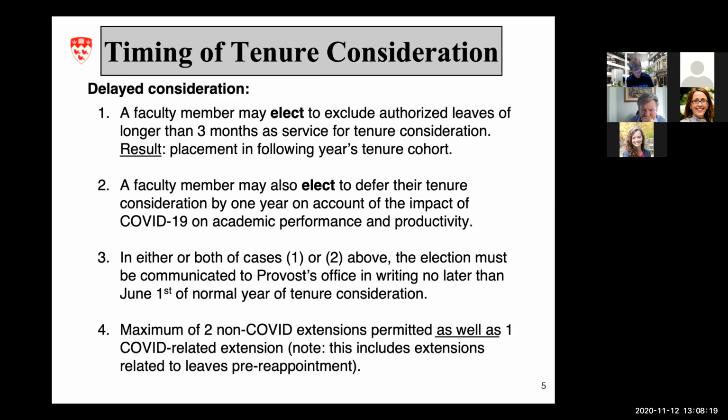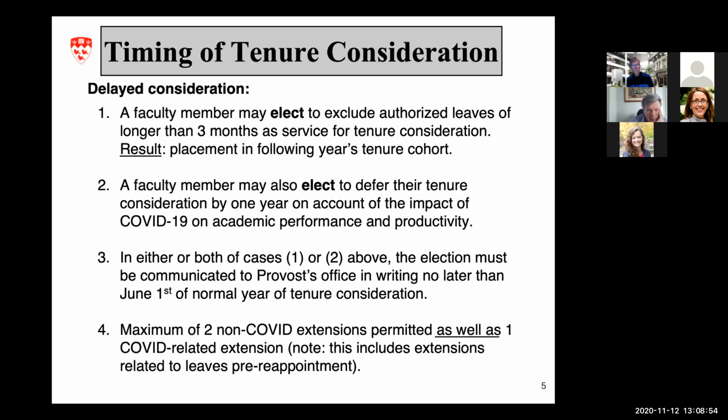Okay, delayed consideration is important. I want to spend a little bit of extra time here, more so than I normally would, just because of what has occurred this year in relation to the impact of COVID. So as usual, any faculty member who had an authorized leave away from the university for longer than 3 months is allowed to elect to defer their tenure consideration. And the result of making that election is that you get placed into the subsequent year's tenure cohort.